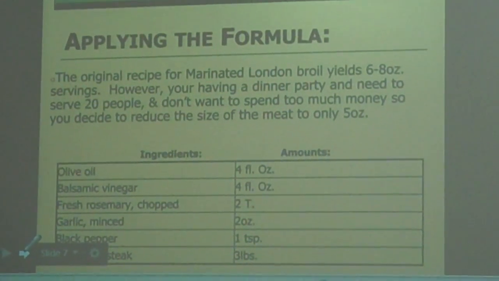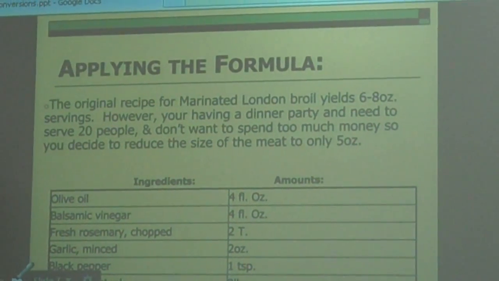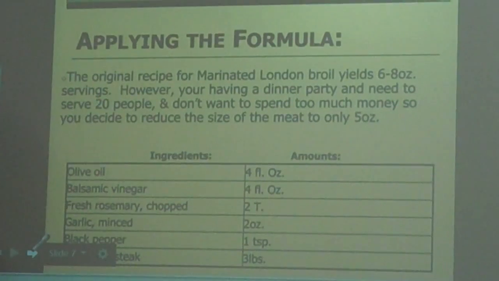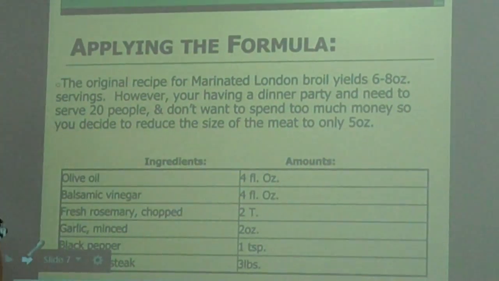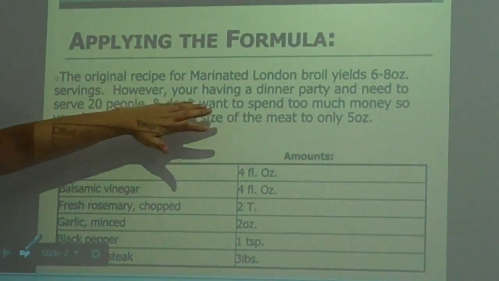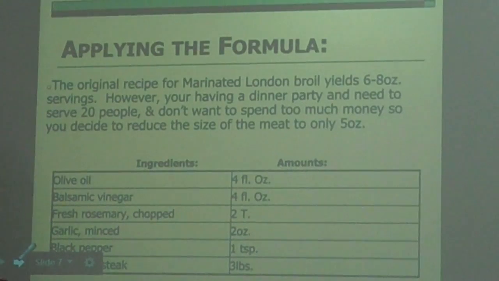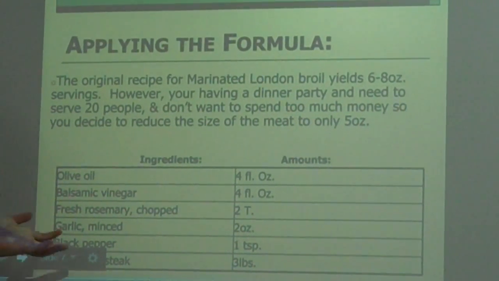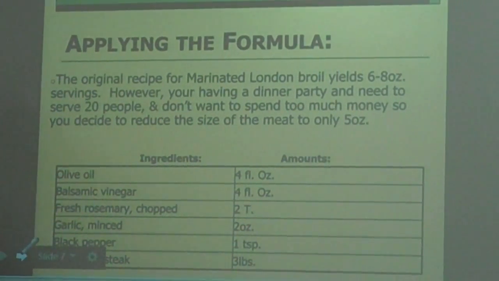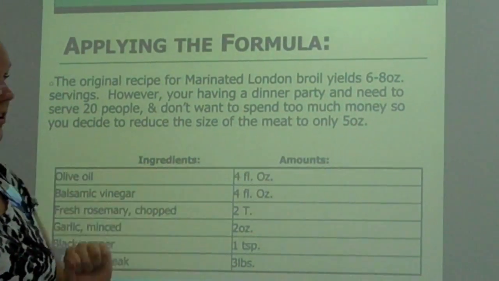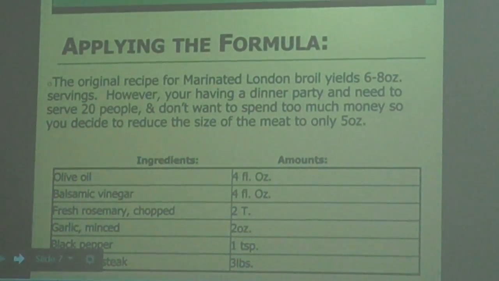So let's apply the formula using these portion sizes. The original recipe for marinated London broil, which is like steak, yields 6 servings, and each serving is 8 ounces, okay? However, you're having a dinner party, and you need to serve 20 people, and you don't want to spend that much money. So you're actually going to reduce the size of the meat down to only 5 ounces. So originally it was 8 ounces, now you can convert it down to 5 ounces. So how are we going to do this?